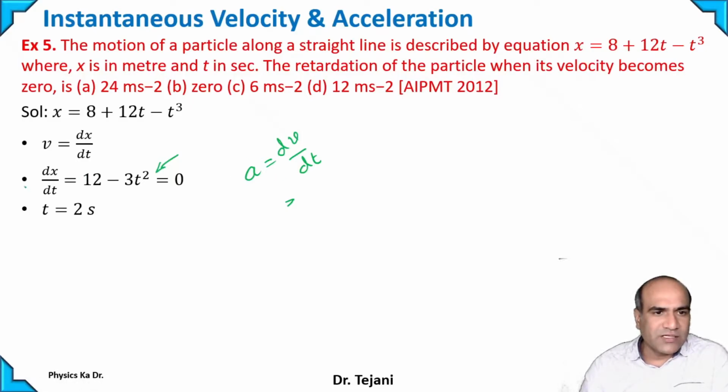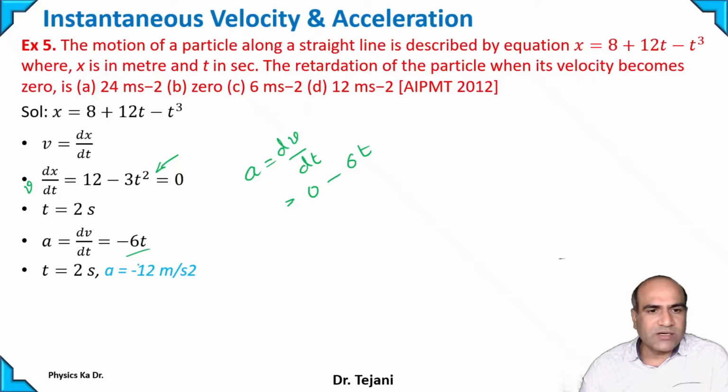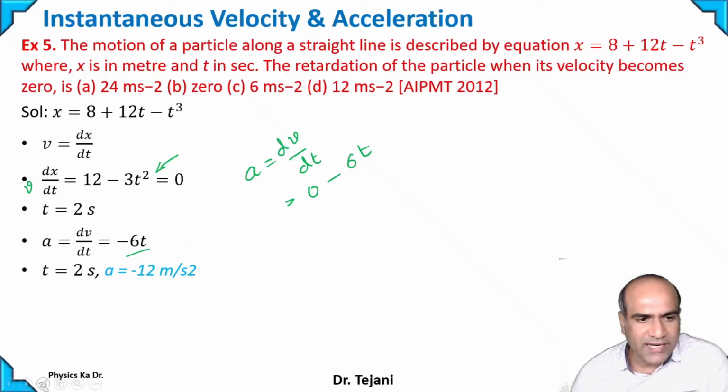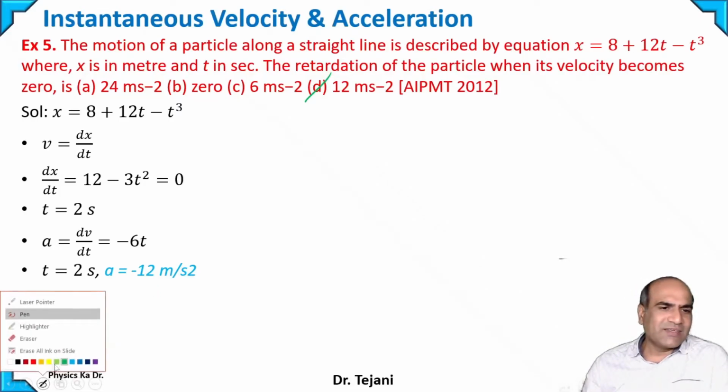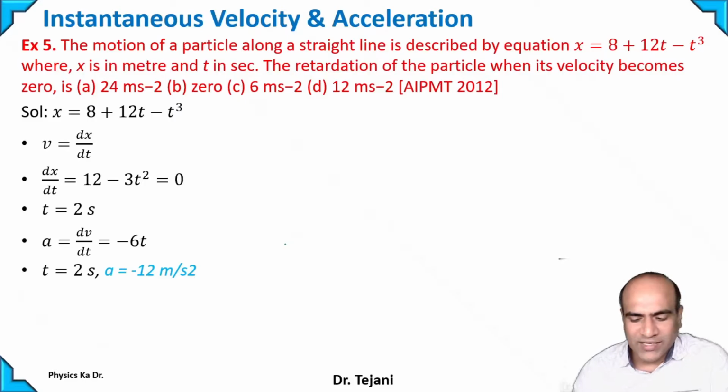This is velocity. 12 becomes 0, minus 3t square becomes minus 6t. Put t is equal to 2 here, so acceleration becomes minus 12 meter per second square. The negative sign shows a deceleration. Therefore, answer D is correct. Isn't it very simple? I think it is very simple.